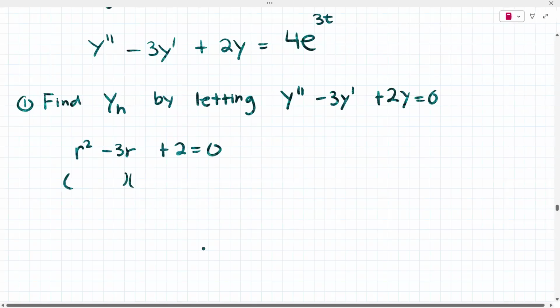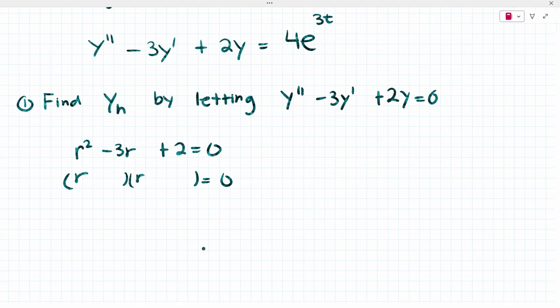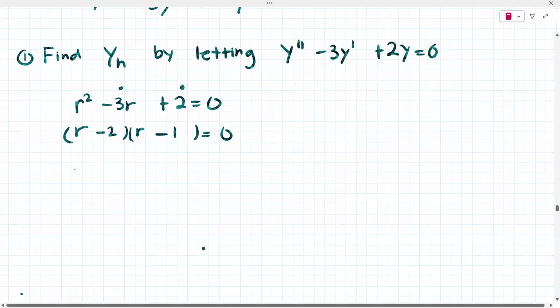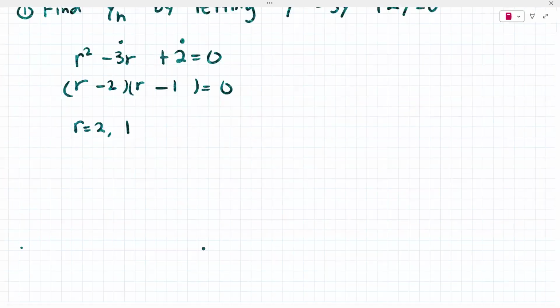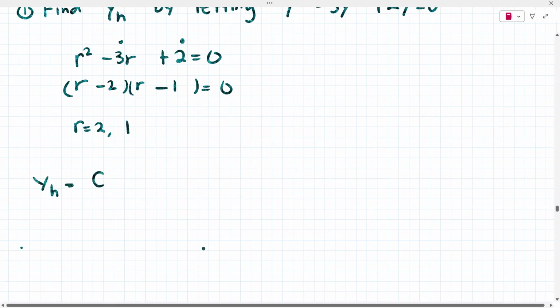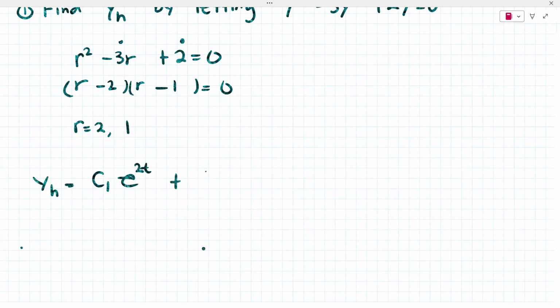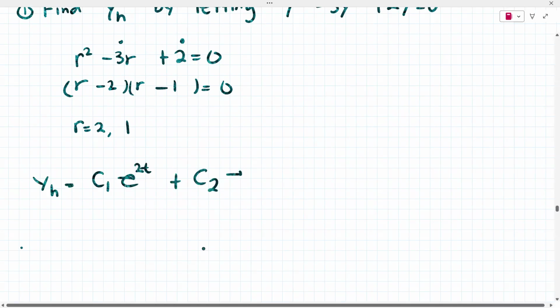So you could factor this out, or you could use quadratic if you like. We're just going to factor this nicely. So with two numbers that multiply to 2 and add to negative 3, negative 2 and negative 1. So you get r equals 2 and r equals 1. So my yh is going to be c1 e to the 2t plus c2 e to the t.